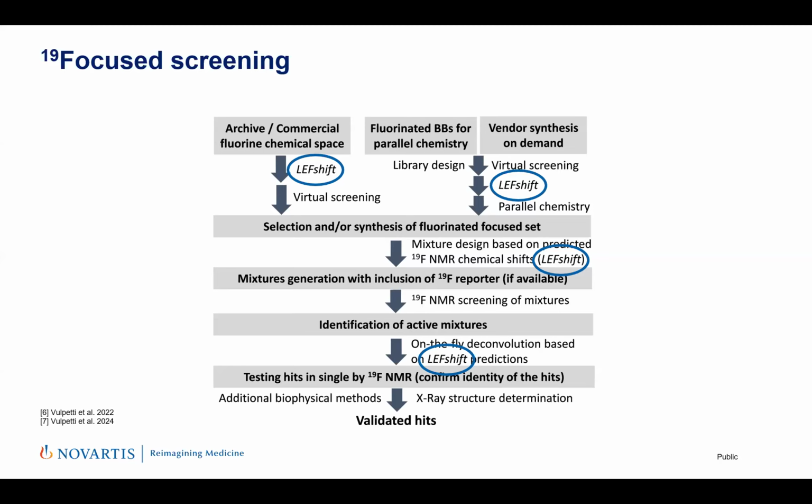Left shift is a prediction method for the chemical shift of the compounds, that is where they appear in the spectrum, a very important part for us to first of all generate the mixtures, but then also to deconvolute which compounds actually hit.